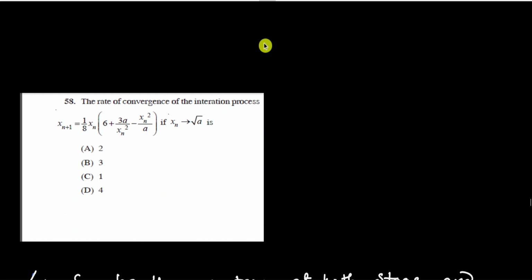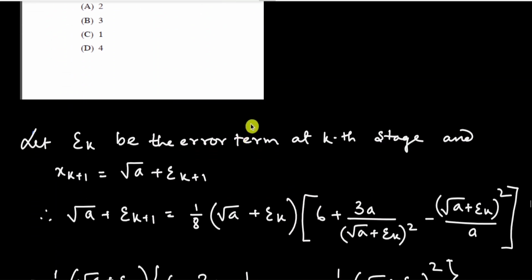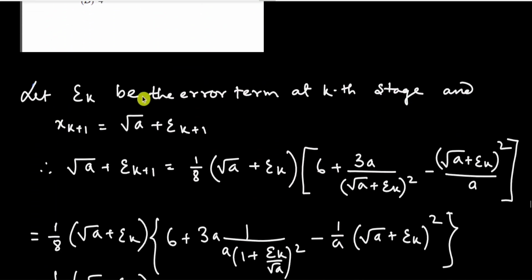Question number 58 asks about the rate of convergence of the iteration process. This is a question from numerical analysis. The iteration scheme is given by x(n+1) equal to 1 by 8 into x(n) into (6 plus 3a by x(n) square minus x(n) square by a), given that x(n) tends to root under a. So this is given. Now we solve the question by this. Let epsilon k be the error term at the kth stage, and x(k+1) equal to root a plus epsilon(k+1), since x(n+1) converges to root a.